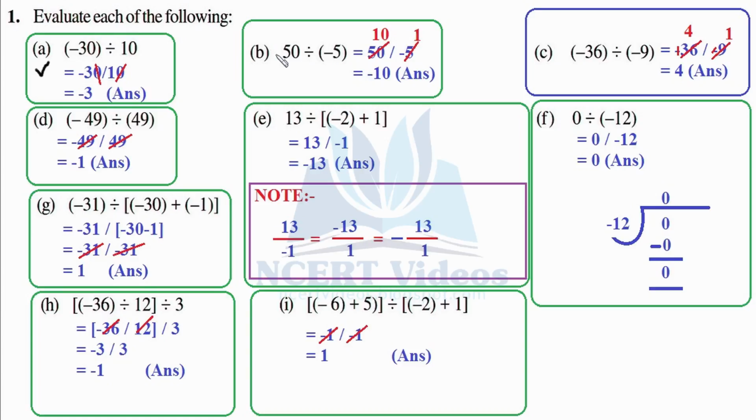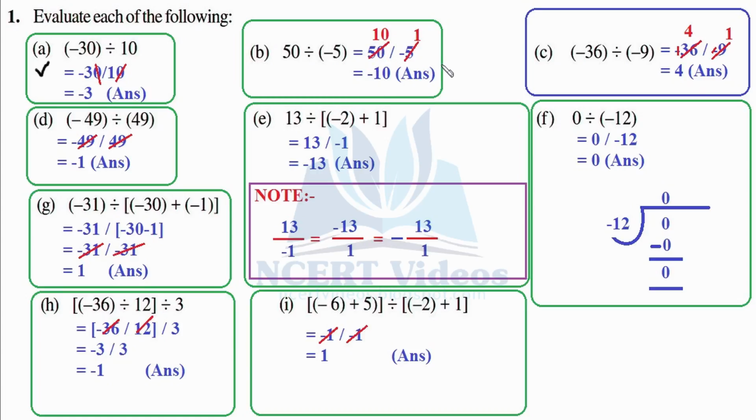Now B part, 50 divided by minus 5. You write 50, put the division sign. You can also do it in this manner, like we have done here. So 50 over minus 5. 1 5 is 5 and 10 5s are 50. So again, it'll be minus 10.